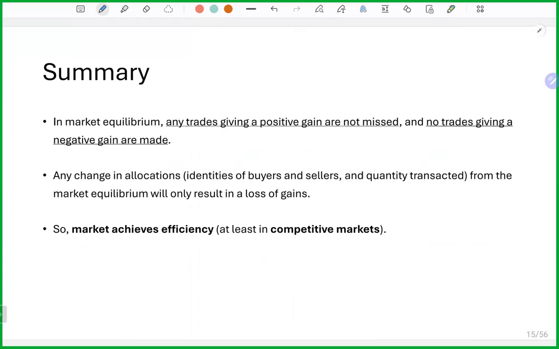The market achieves efficiency. So we are talking about the competitive market. We're not talking about the monopoly, the market for electricity, or the market for smartphones. We're talking about a market where there are numerous sellers and buyers, with no dominant players, and homogeneous goods, the same kind of goods traded in the market. That's the definition of a competitive market, and in such a market, the market achieves efficiency.